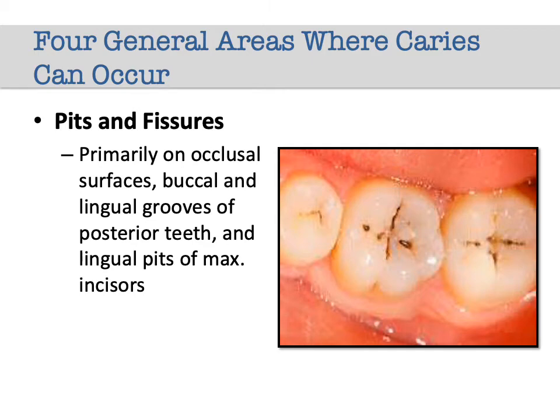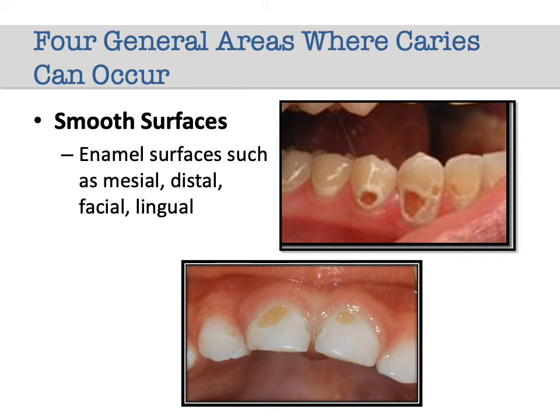There are four general areas where caries can occur. The first are the pits and fissures of the tooth. These are primarily on occlusal surfaces, and they can also be on the buccal and lingual grooves of posterior teeth and in lingual pits of maxillary incisors. You can see these stained areas on the chewing surface or occlusal surface of these molars. Those are pits and fissures. Caries can also occur on smooth surfaces. These are enamel surfaces such as the mesial, distal, facial, and lingual.